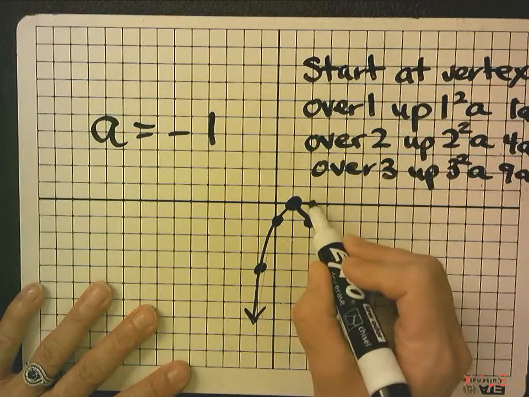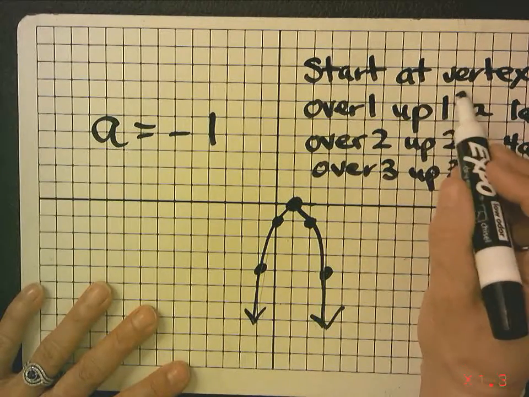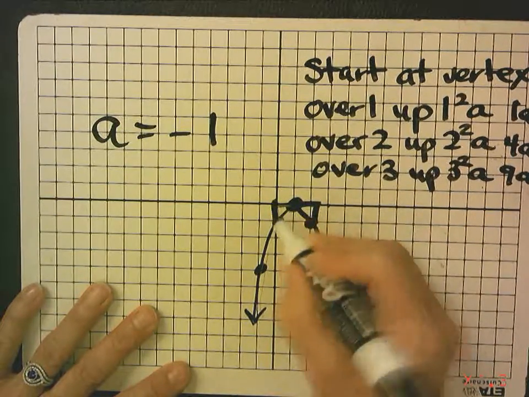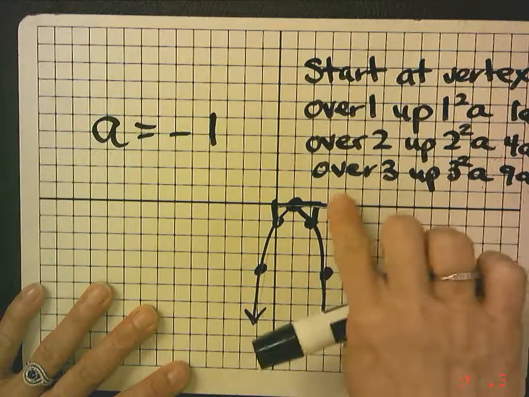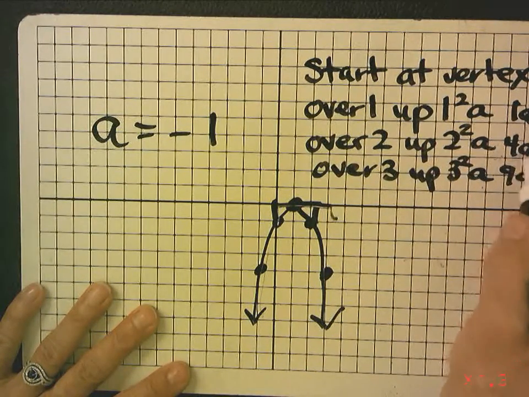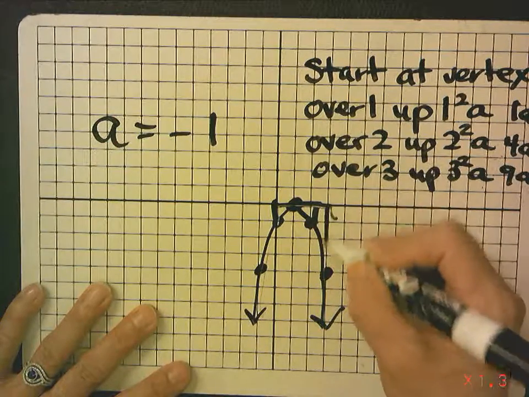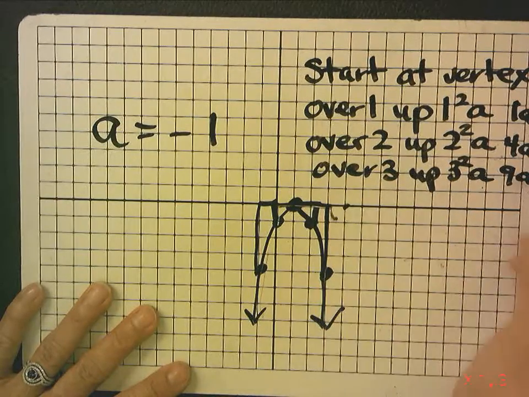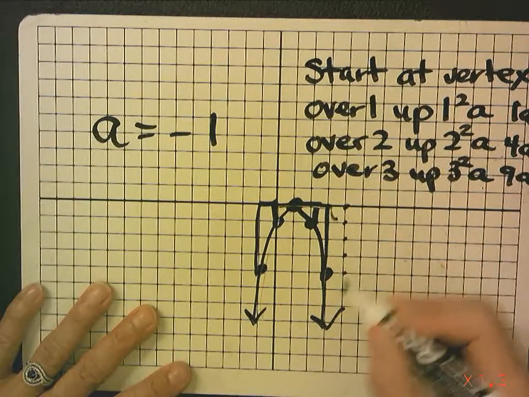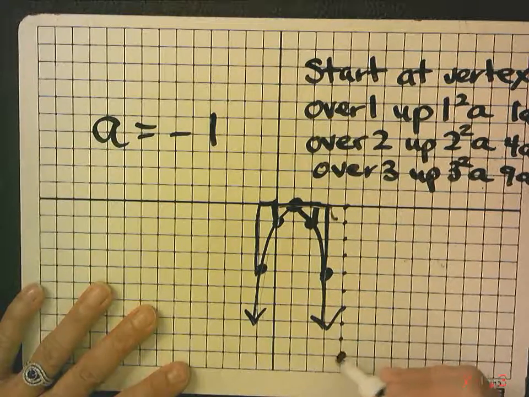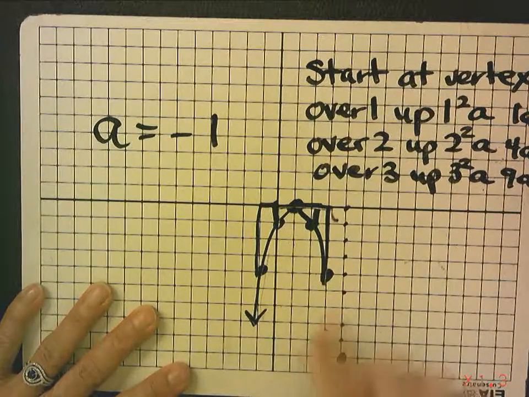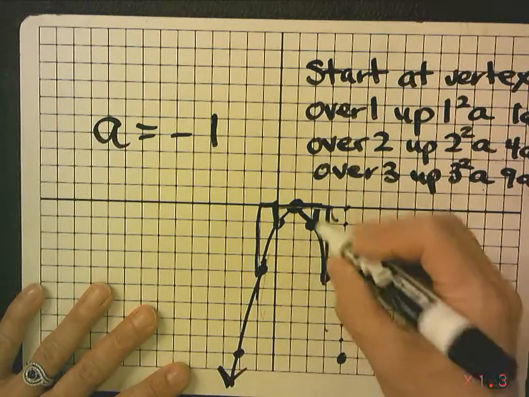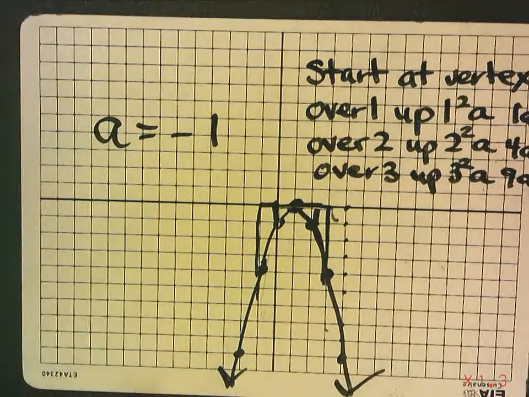So if I go over 1, I go up 1 squared times negative 1, which is negative 1. So I actually go down 1 in both directions. Then I go over 2, up 4 times a. Well, if a is negative 1, I go down 4. And here I could actually go over 3, and I'm going to go down 9. 1, 2, 3, 4, 5, 6, 7, 8, 9. So this would actually be a better representation of the parabola.